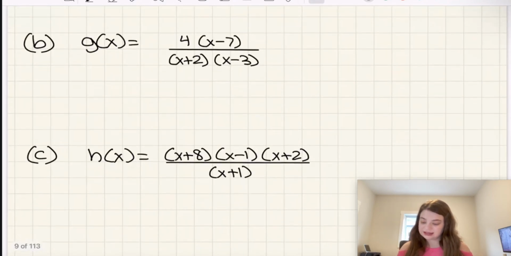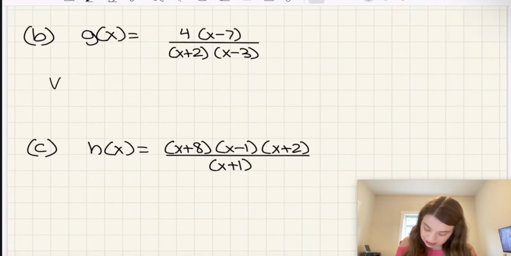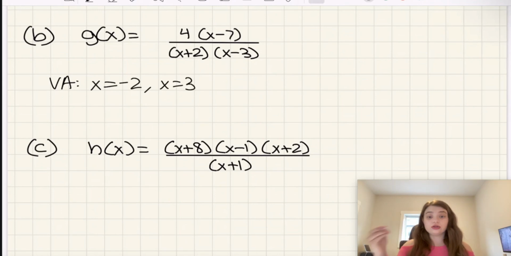Okay, let's look at this next equation. Let's start with the vertical asymptotes. The vertical asymptotes are the same as the zeros of the denominator. The zeros of the denominator are -2 and 3, and none of them are also zeros of the numerator, so none of them are actually holes rather than a vertical asymptote, and so both of these are good to go there.